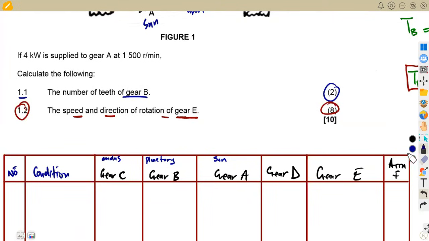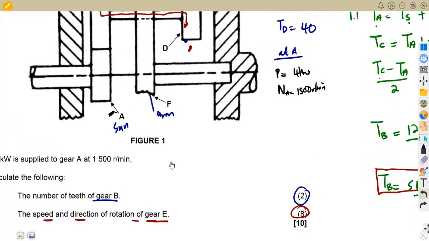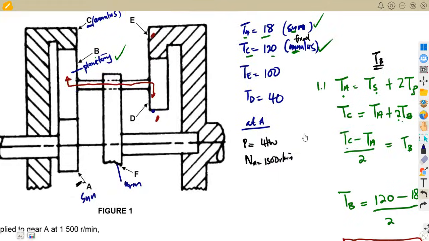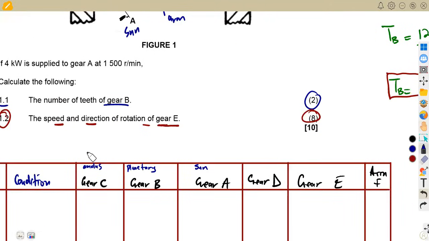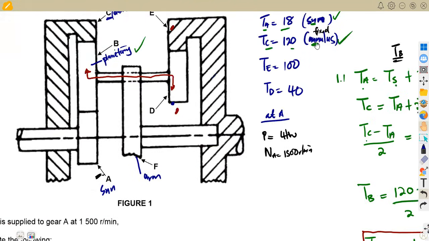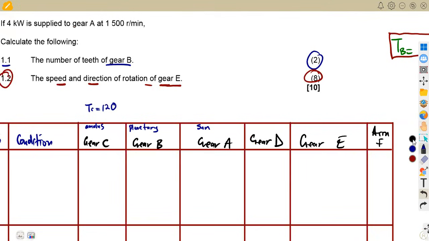Then also, let us just consider what we have about C. For C, we are given the number of teeth, 120. The number of teeth here is 120. And also remember about C, they told us that it's a fixed annulus, all right? C, it's a fixed annulus. So meaning to say, it's always fixed, so its speed is also fixed. The speed of C is going to be 0 revs per minute.